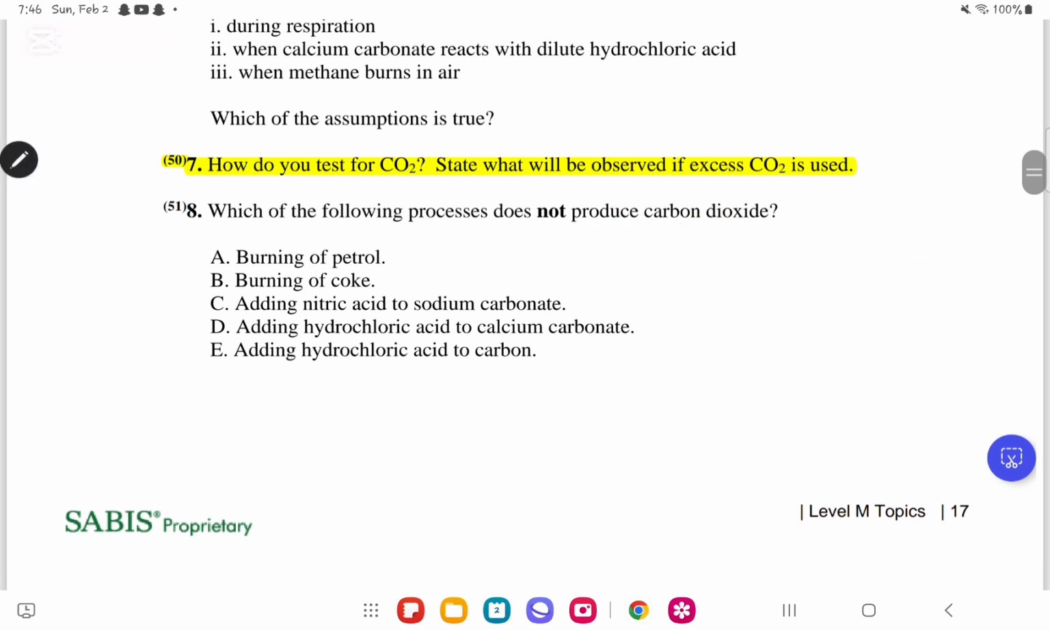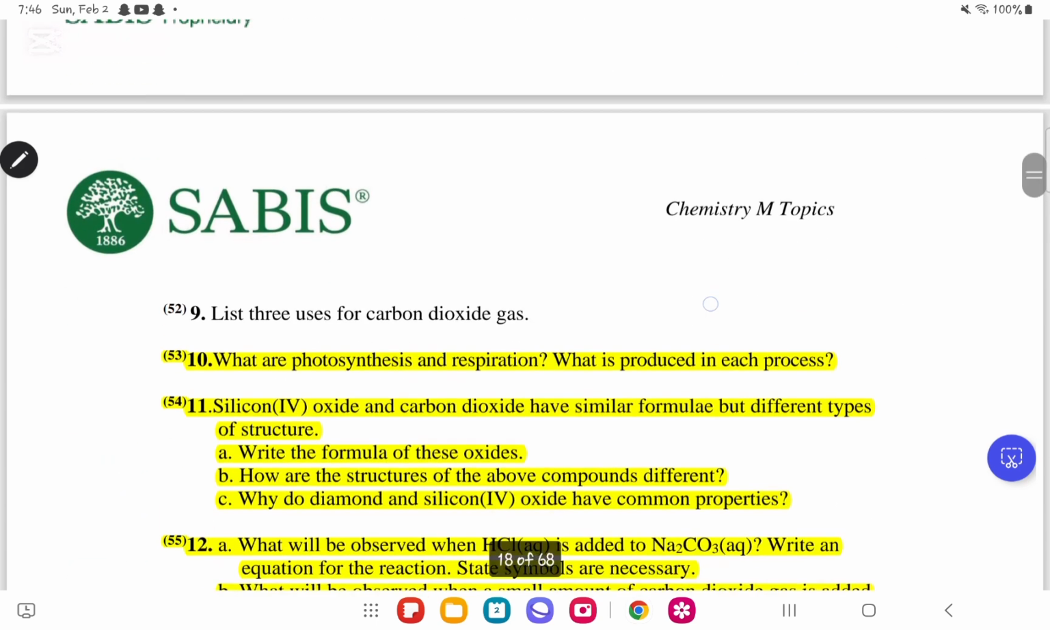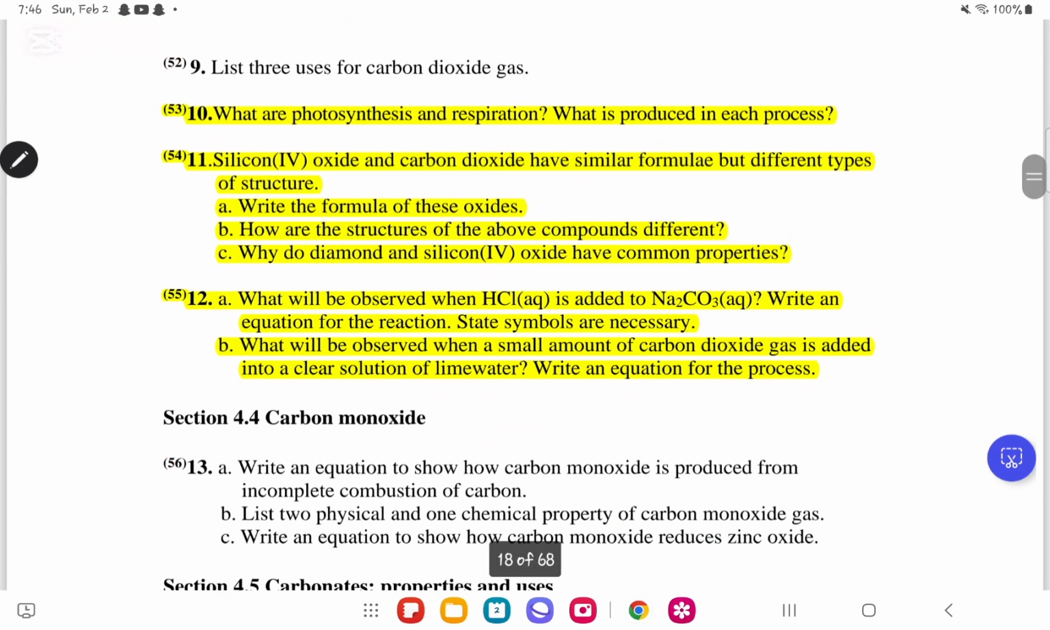Now they said, which of the following does not produce carbon dioxide? Definitely petrol has carbon dioxide, Coke also has, adding nitric acid to sodium carbonate also has, so an acid to a carbonate, another acid to another carbonate, but E is wrong because it's an acid to carbon, which doesn't make sense. To make carbon dioxide, you have to put an acid to a carbonate. Moving on to question number 9. List 3 uses of carbon dioxide.